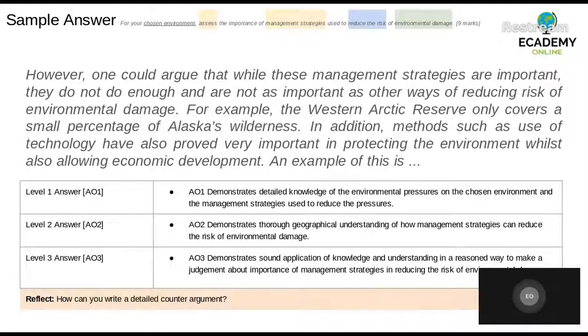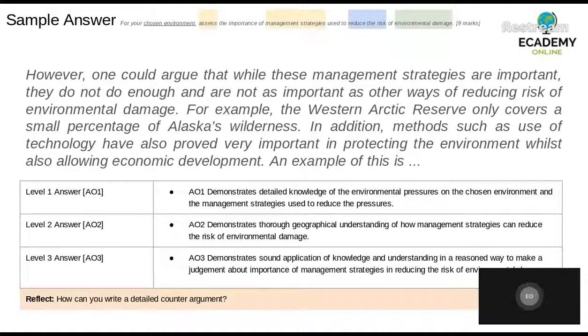So you should be assuming that this candidate before has written about how a management strategy helps to reduce the risk. So one could argue that while these management strategies are important, they do not do enough and are not as important as other ways of reducing environmental damage. That's a really good statement to start with. And then it gives an example.